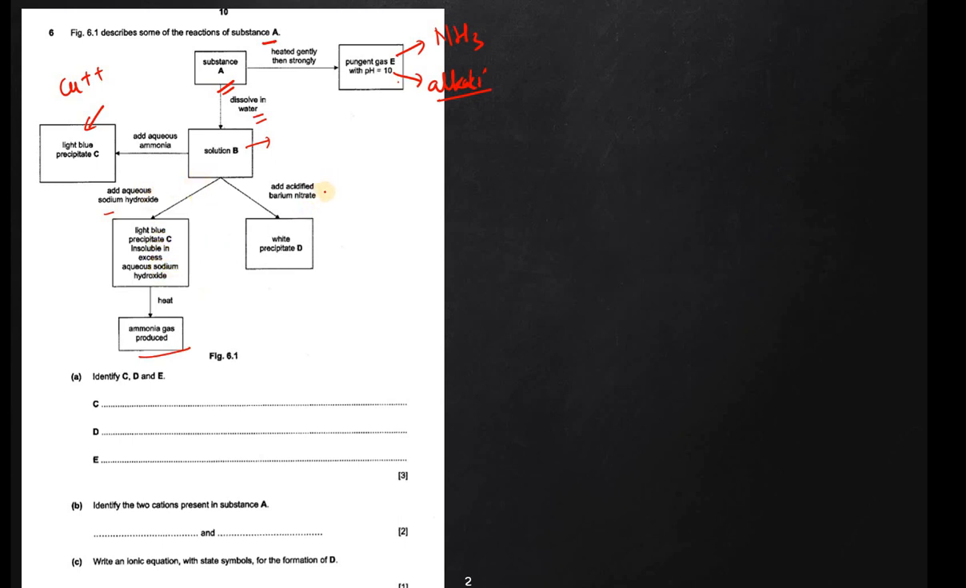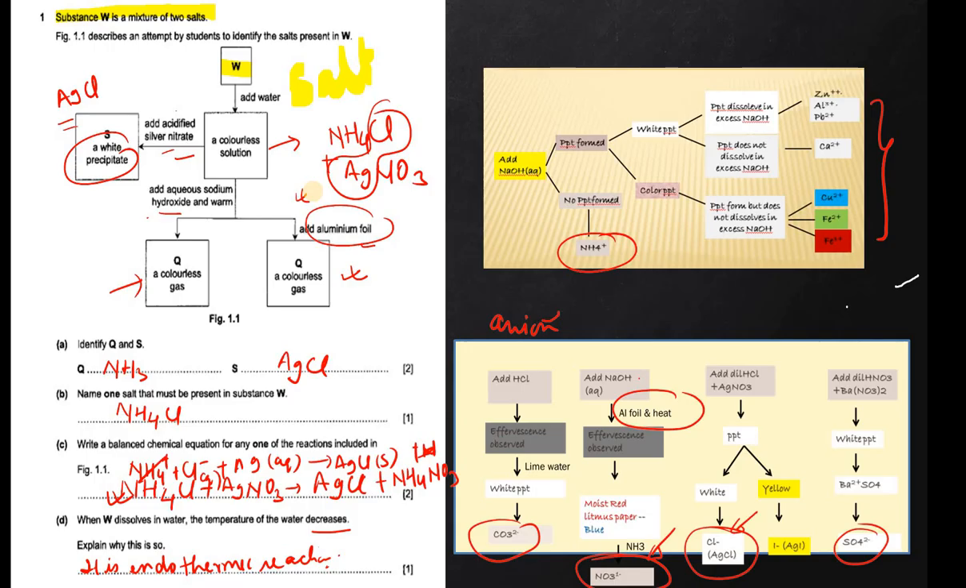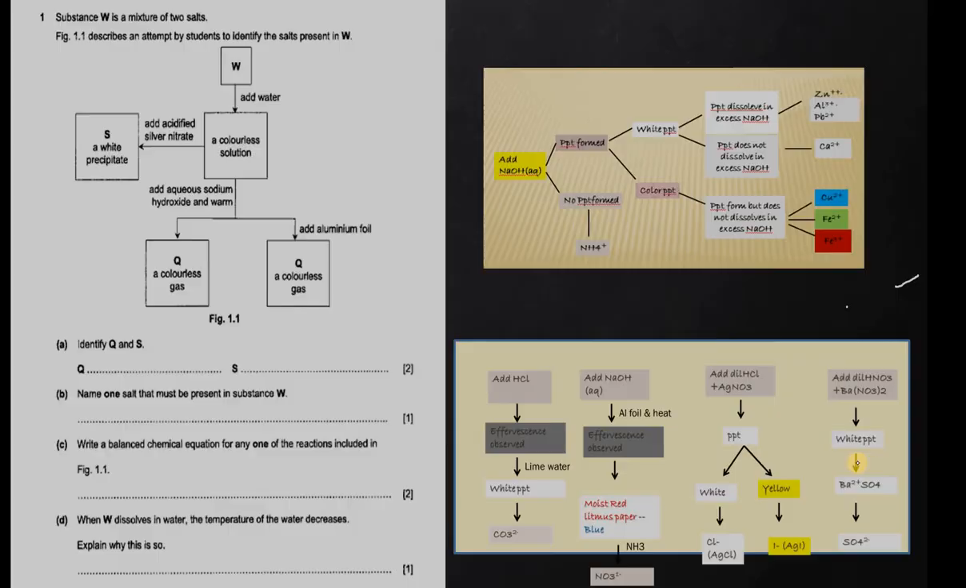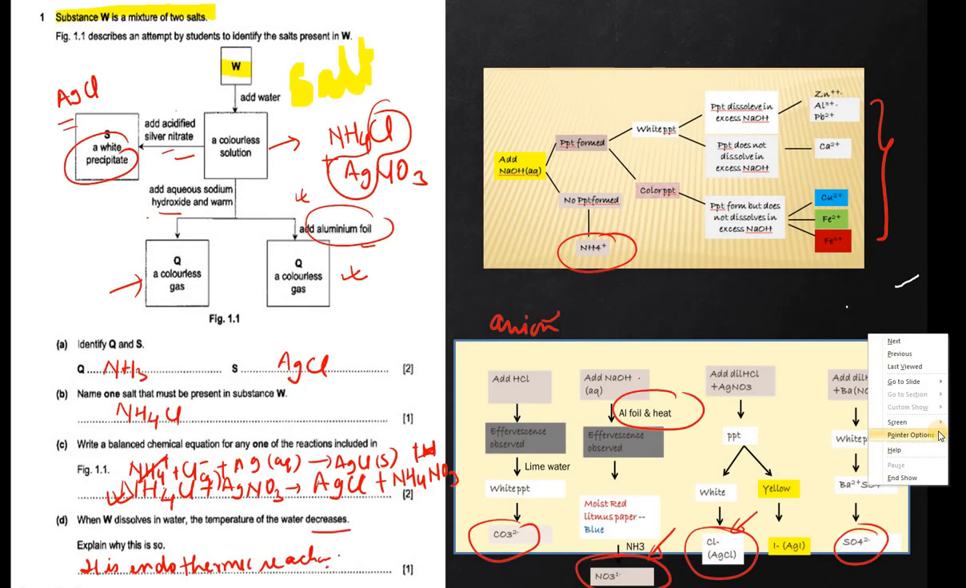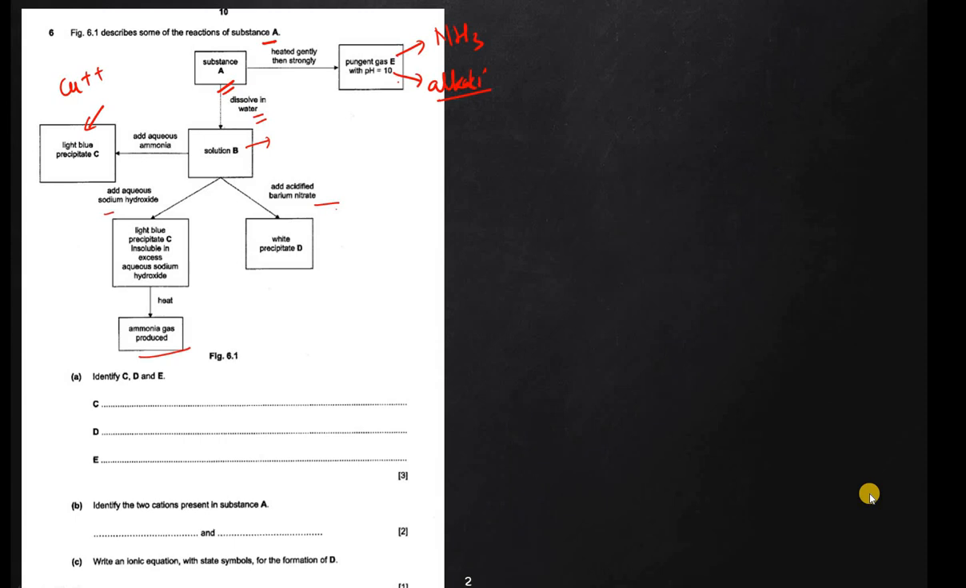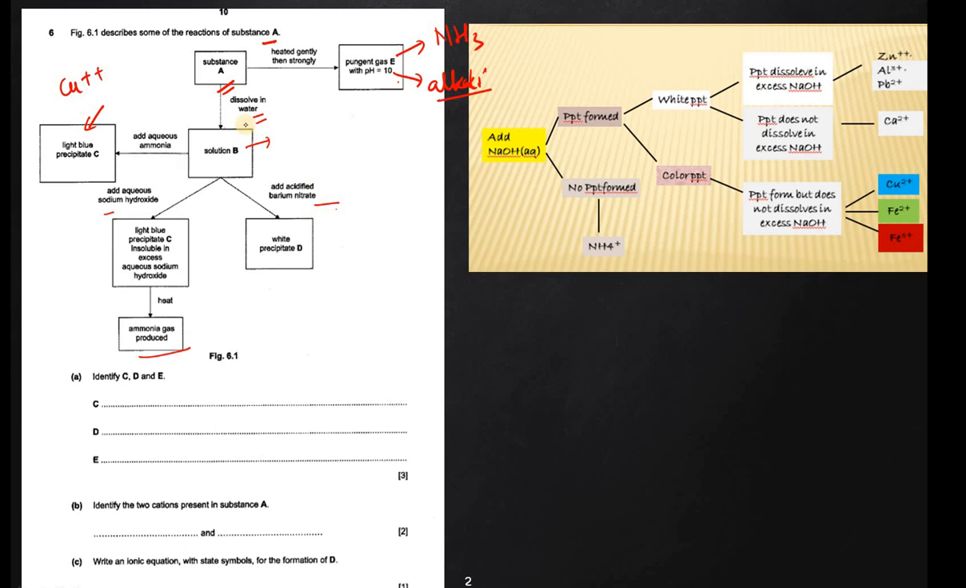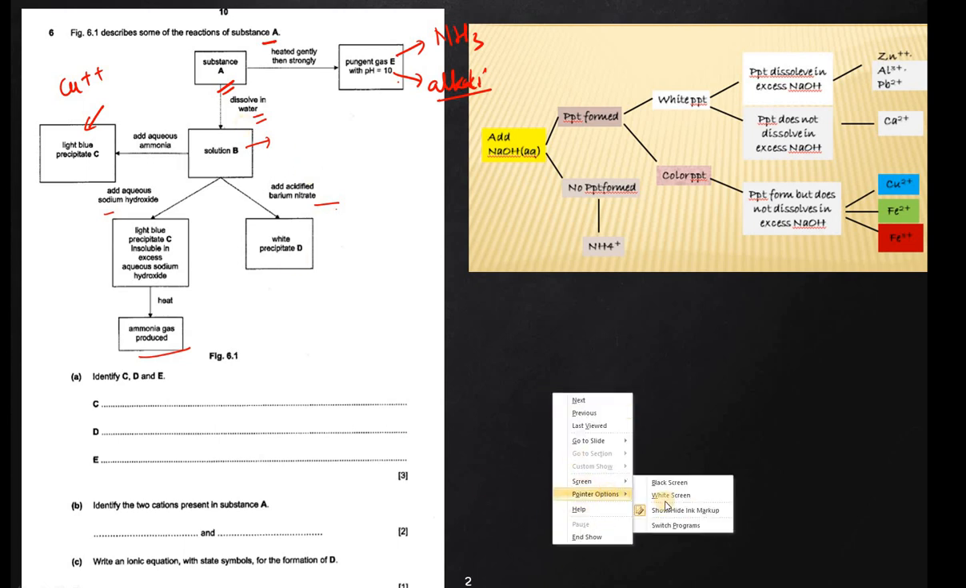Now they are saying when you put acidified barium nitrate, a white precipitate forms. This is the test for sulfate. Remember, in the previous video we have talked about it. So in the previous video what we have seen is that when you have sulfate present as the anion, when you add dilute nitric acid and barium nitrate, it will give you barium sulfate, which forms a white precipitate. So this is the test for the sulfate ion. It means the other salt in solution B could be made from sulfate. So this is the overall analysis for the question.